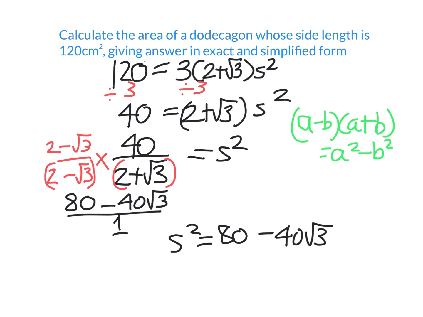So we wanted s, not s squared, so I'm going to square root both sides. So you might be relieved at this point to know you can just leave your answer like this. Okay, so that was our answer. In order to get to this answer, we had to show a lot of knowledge of surds, which is why this is an A-level question. Let's do one more A-level question.